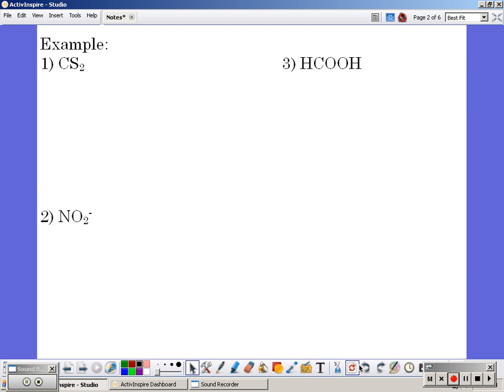So, for example, we have carbon, which has 4 valence electrons, and 2 sulfurs, which each have 6 valence electrons. So that's 16 valence electrons. Carbon would go in the middle, and we would put 2 sulfurs on either side. Bond your 2 sulfurs. So far we've used 4 electrons, leaving us with 12 electrons.